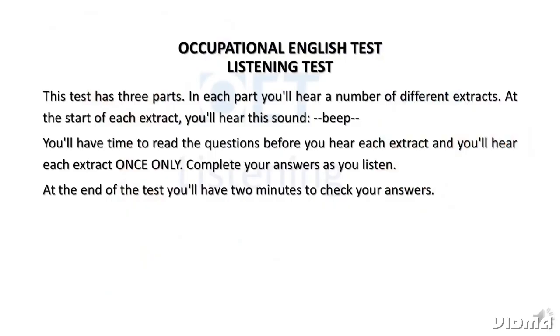Part of the Occupational English Test has 3 parts, and in each part you hear a number of different extracts. At the beginning of the test, you will hear a beep sound. You have time to read the questions before you hear the extracts. You will hear each extract only once. You have to complete your answers as you listen. At the end of each test, you will be given 2 minutes to check your answers.